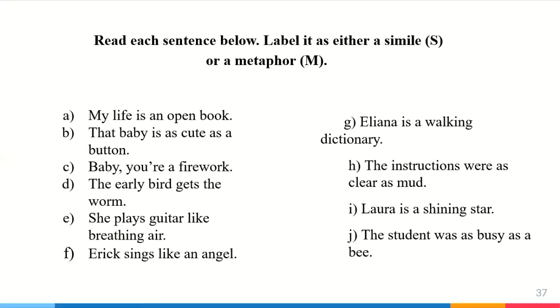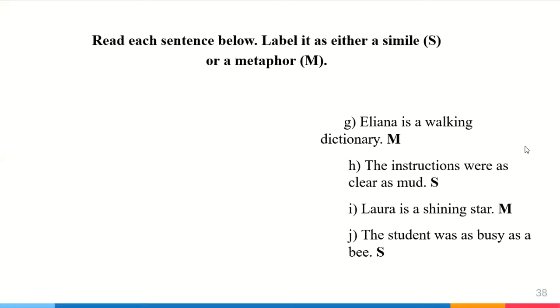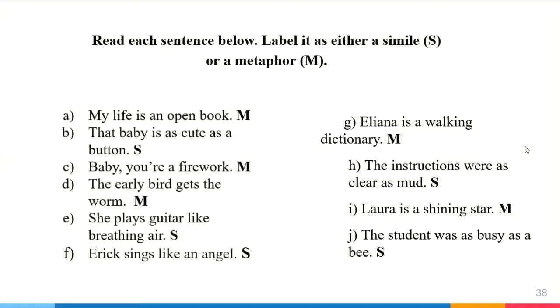I'm back. If you need more time, just pause the video because now we're going to check the answers. So, letter A, my life is an open book. It's a metaphor because you are poetically and metaphorically saying that something is something else. Your life is an open book.